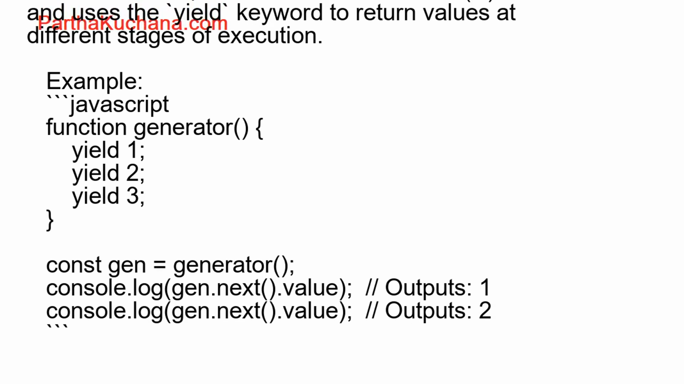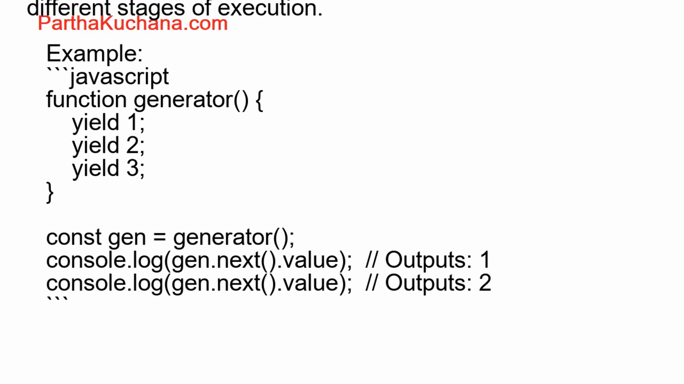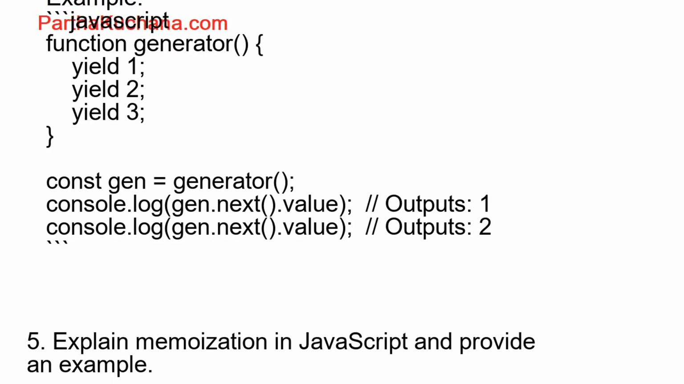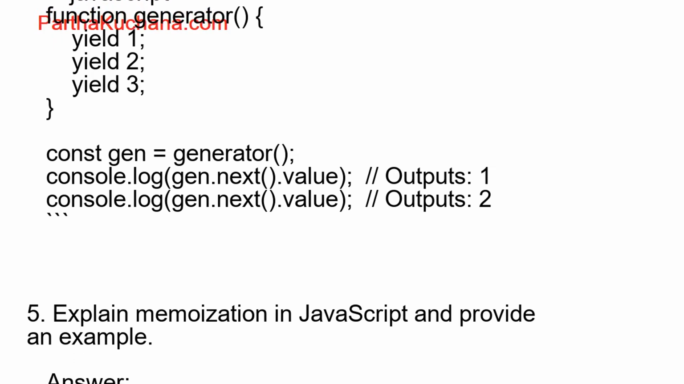5. Explain memoization in JavaScript and provide an example. Answer. Memoization is an optimization technique used to speed up function calls by storing the results of expensive function calls and returning the cached result when the same inputs occur again.